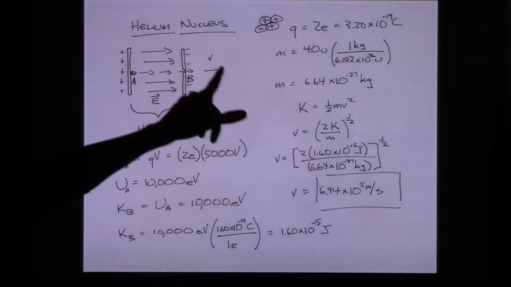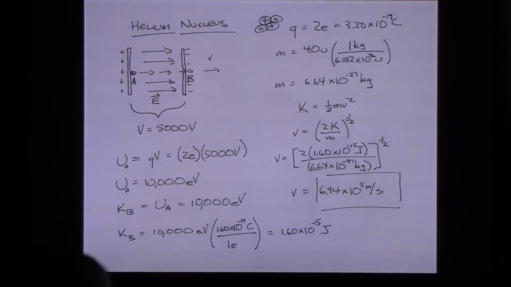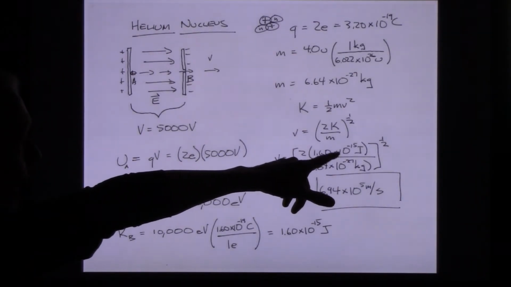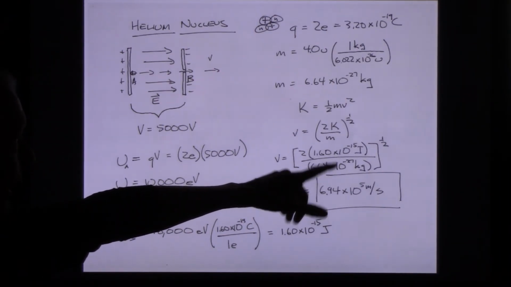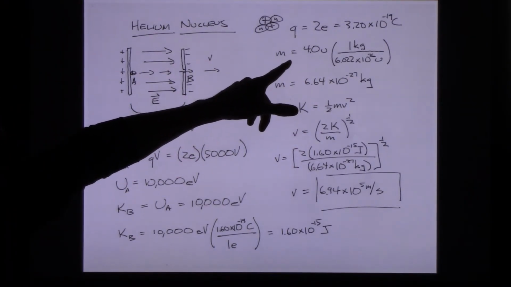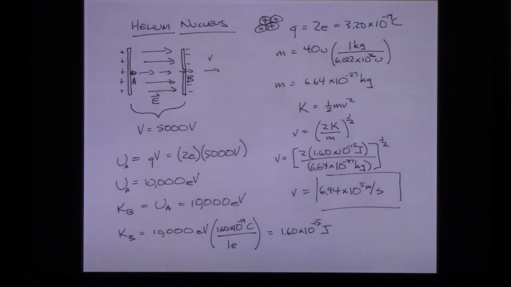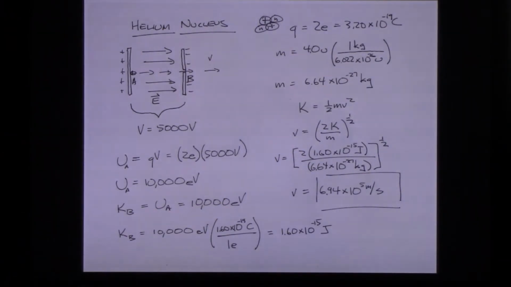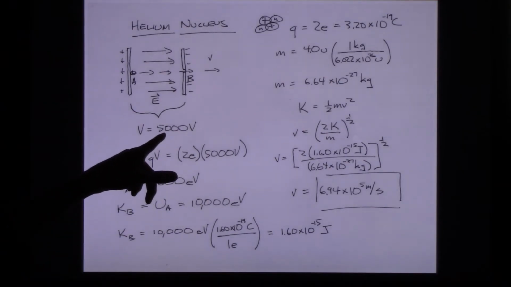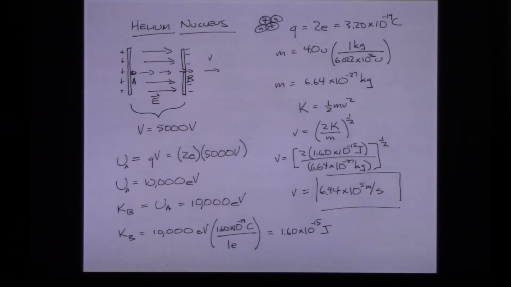Now, if I wanted to find out how fast it's going, I could set the kinetic energy equal to 1/2 mv squared, and solve for v. Here is my energy in joules, which it's going to need to be because I'm going to put a mass in kilograms. So a helium-4 nucleus has a mass that's 4 atomic mass units, and then I did a conversion into kilograms, and it turns out at 5,000 volts, these helium nuclei are really going fast. This is 694,000 meters per second after traveling through an electric potential of 5,000 volts.